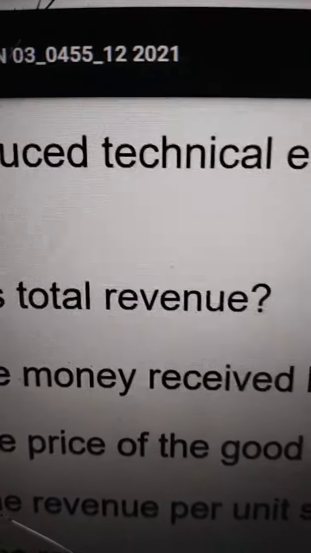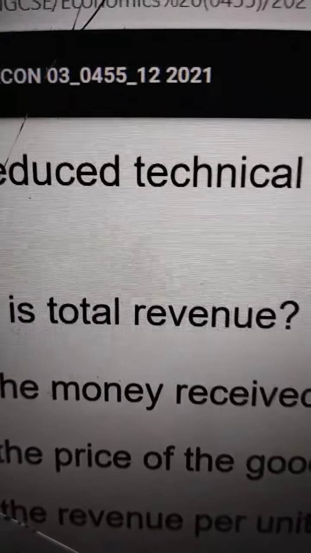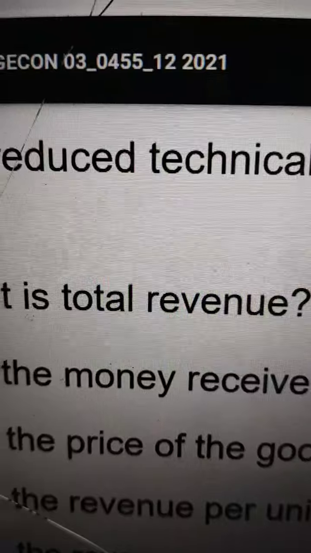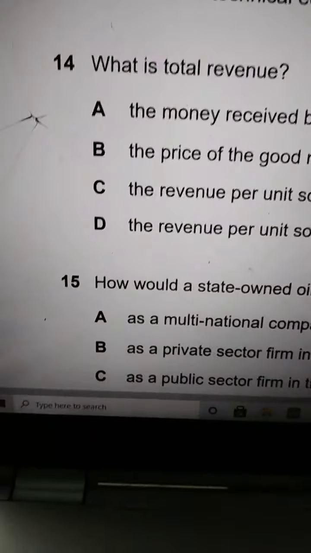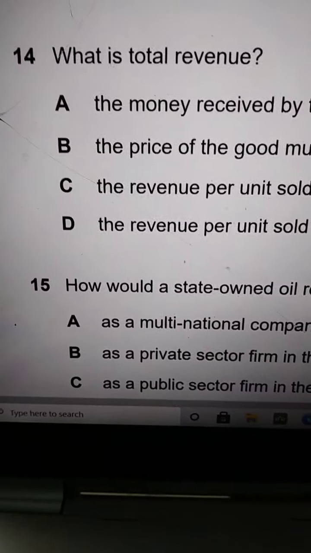That was from question number 1 till question number 13, IGCSE 0455, March 2021, paper 12. So now we are continuing from question number 14. We did question 1 till 13.